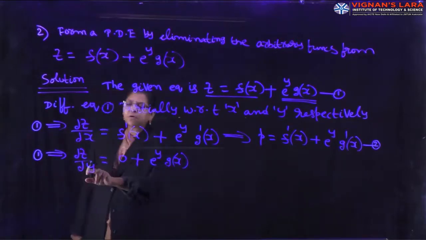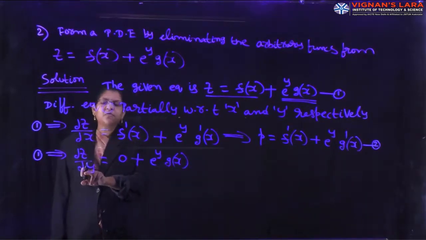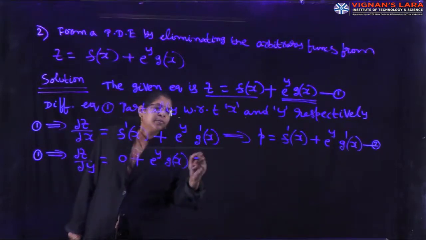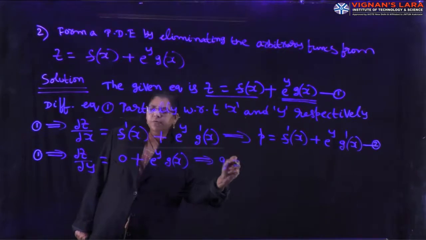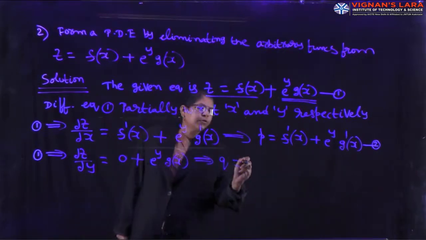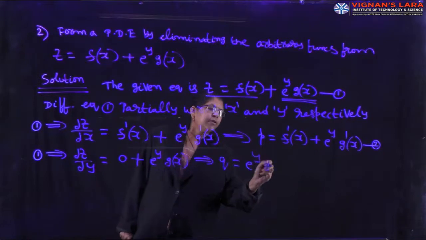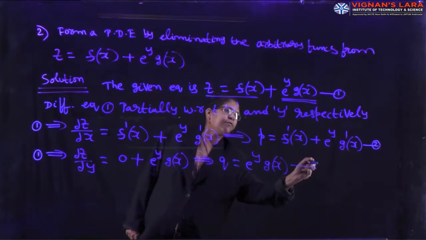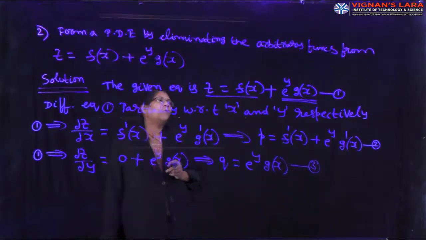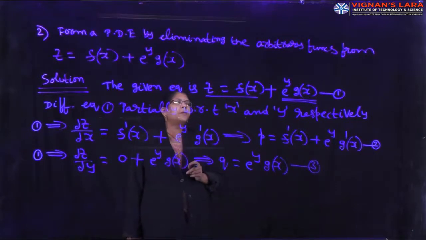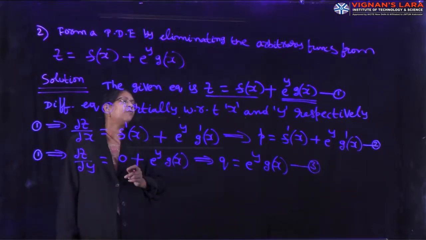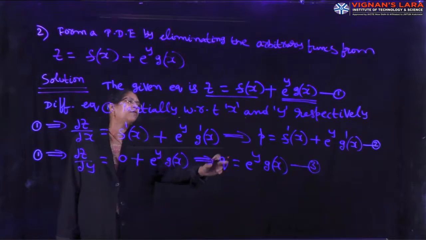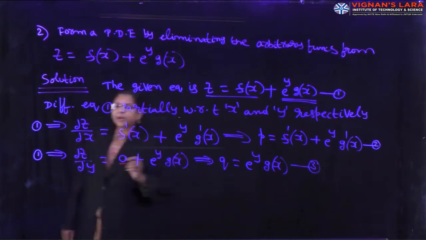We will denote dou z by dou y with q. This implies q equal to e power y into g of x. Take this as equation number 3. Now, if you observe equations 2 and 3, you cannot eliminate the functions using 2 and 3. What we are going to do now? We are going to differentiate equation 3 partially with respect to y.